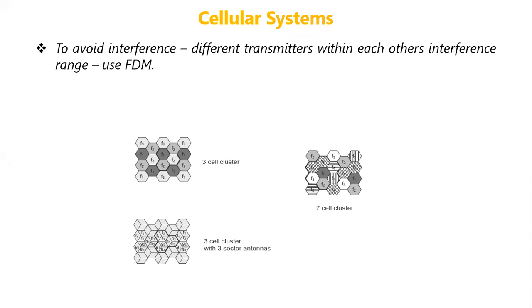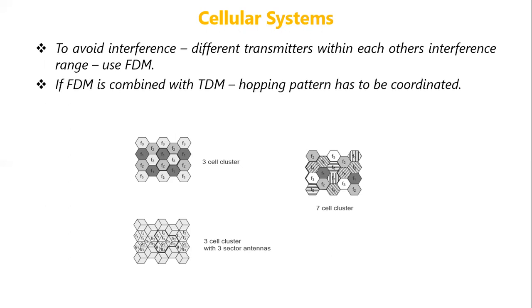Otherwise, you can also use a combination of frequency division multiplexing and time division multiplexing, as we have discussed some time earlier. If you use the combination of frequency division multiplexing and time division multiplexing, then the hopping pattern should be coordinated. So here the general goal is never to use the same frequency at the same time within the interference range. Two possible models are available for cell patterns with minimum interference, shown here in the diagram.